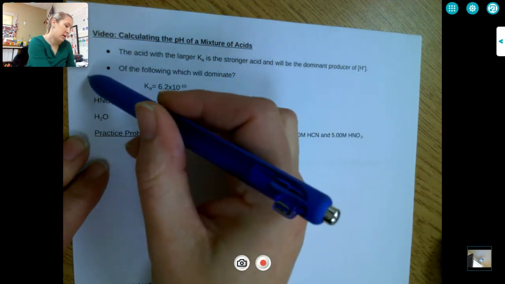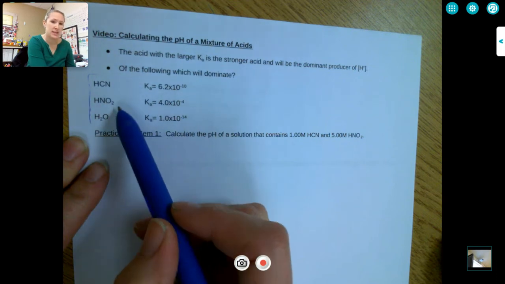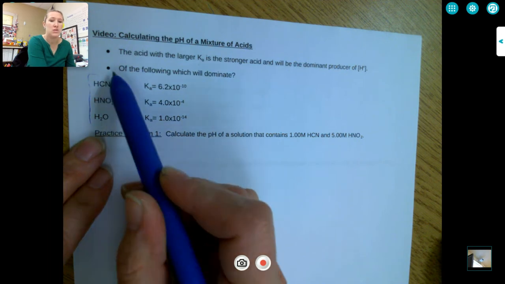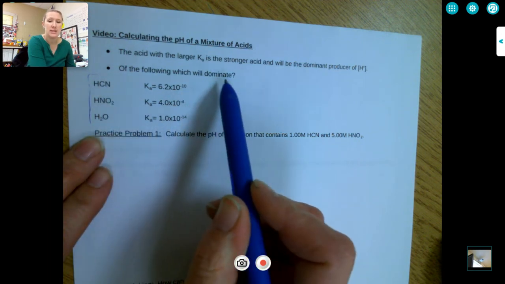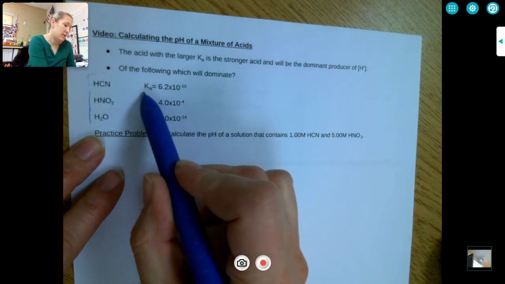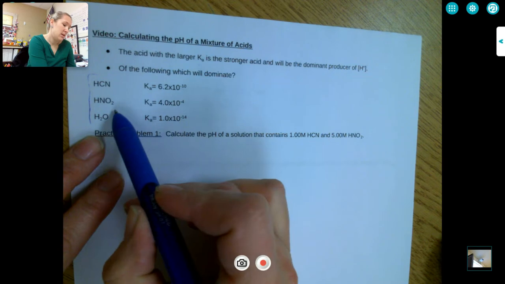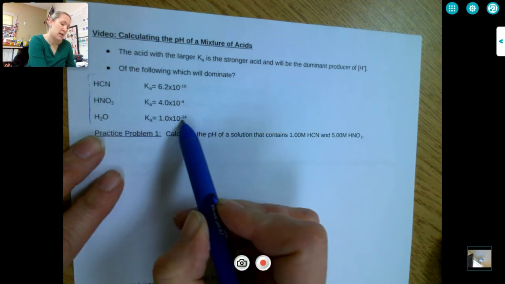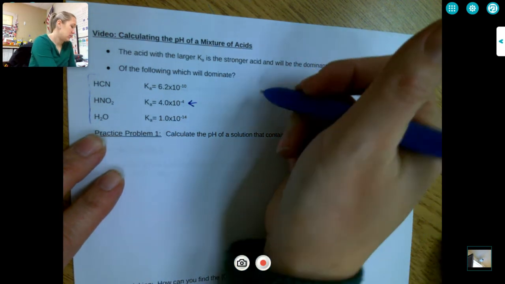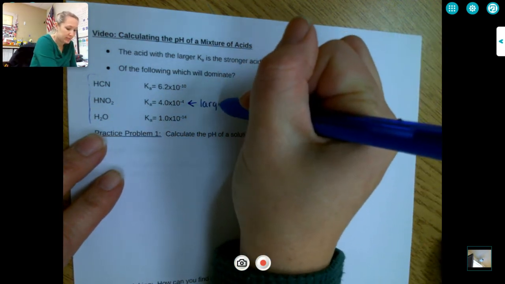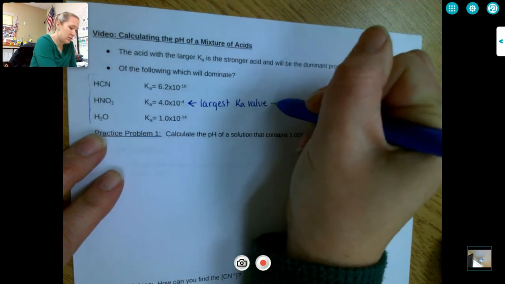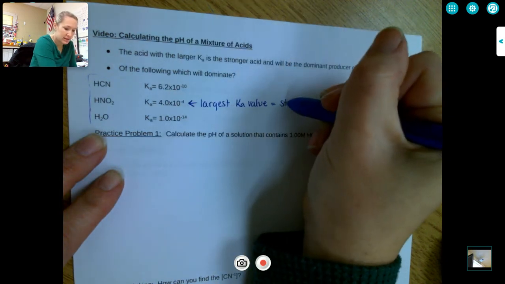So of the following, HCN, hydrocyanic acid, HNO2, which is nitrous acid, and water, which of these three is going to dominate or be the biggest producer of hydrogen ions? When we look at their Ka values, we can see HCN is 10 to the negative 10, HNO2 is 10 to the negative 4, and water is 10 to the negative 14. Because HNO2, or nitrous acid, has the largest Ka value, that one is, of these, the strongest acid.